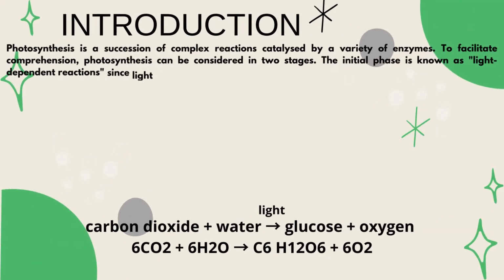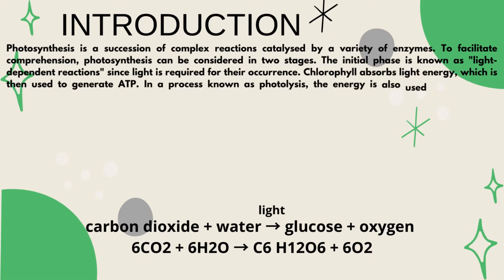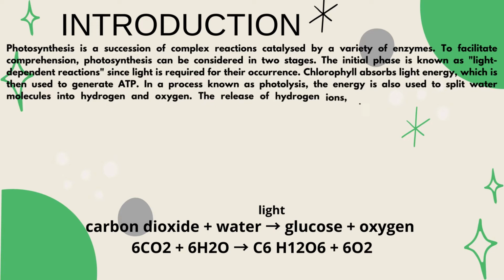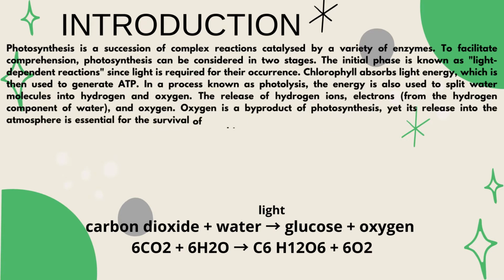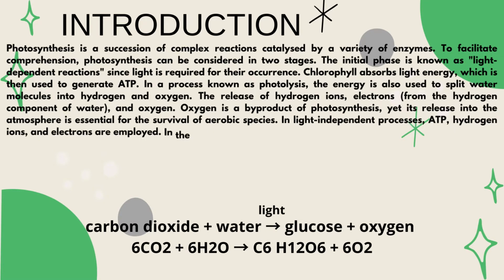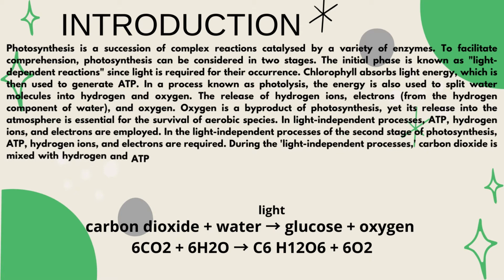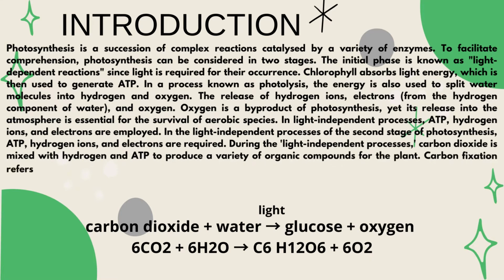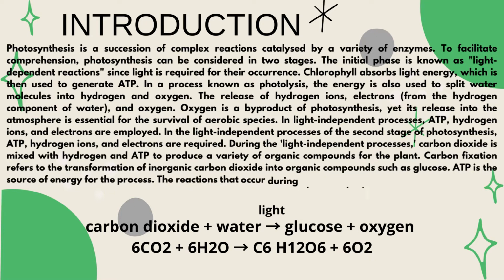Photosynthesis is a succession of complex reactions catalyzed by a variety of enzymes. To facilitate comprehension, photosynthesis can be considered in two stages. The initial phase is known as the light-dependent reactions, since light is required for their occurrence. Chlorophyll absorbs light energy, which is then used to generate ATP in the process known as photolysis.